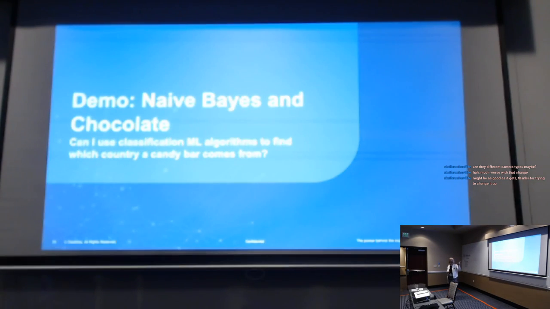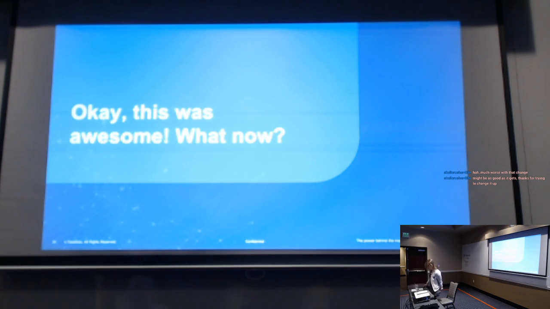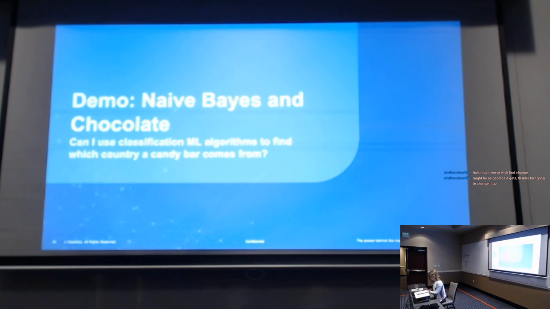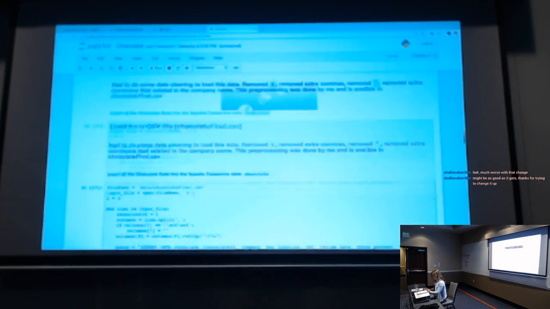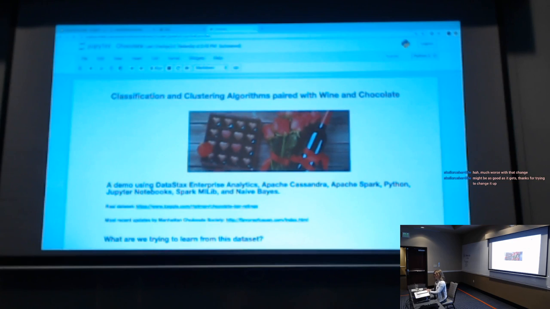Okay, so now we're going to go to our second demo, which is naive Bayes and chocolate. Can I use a classification machine learning algorithm to find which country a candy bar comes from? That's the end. Okay, let's switch to that now. We're going to do the same kind of thing. I'm going to walk through this one a little bit more quickly.